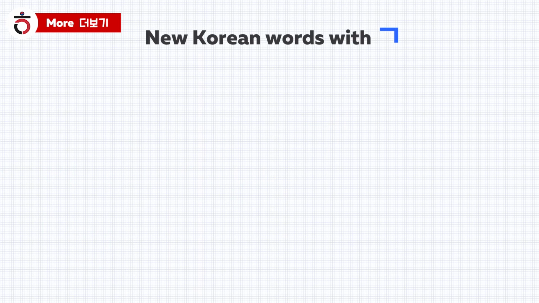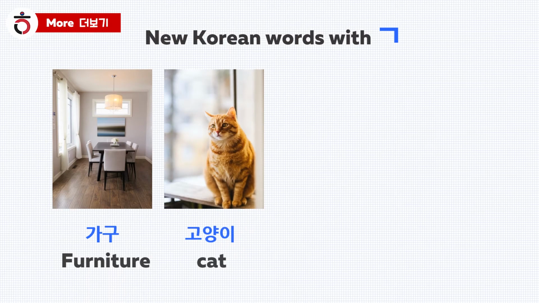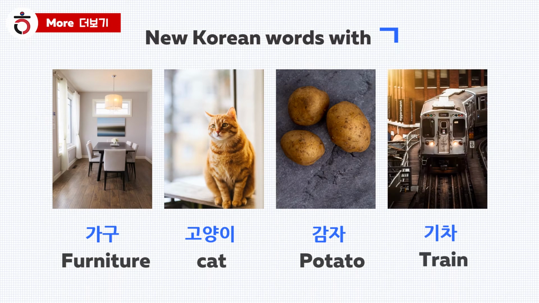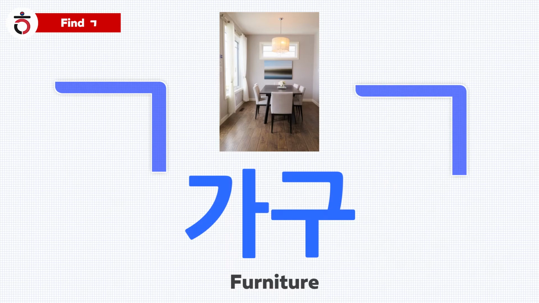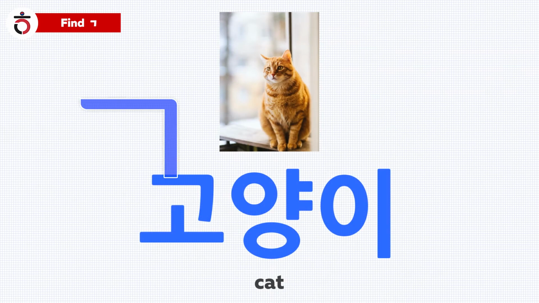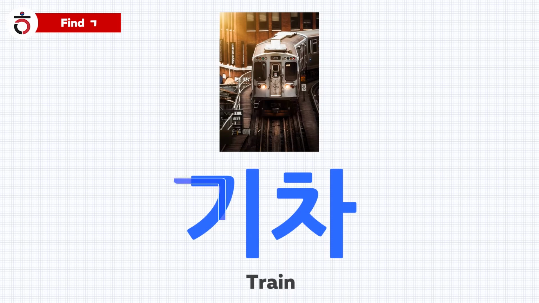This time, we have 4 new Korean words including the character giyuhg. 가구, 고양이, 감자, 기차. At first, try to find giyuhg or giyeoks in each word. For example, here in 가구, there are 2 giyeoks. Then how many giyeok in 고양이? Right, there is 1 giyeok. In 감자, there is 1 giyeok as well. In 기차, we have 1 giyeok.